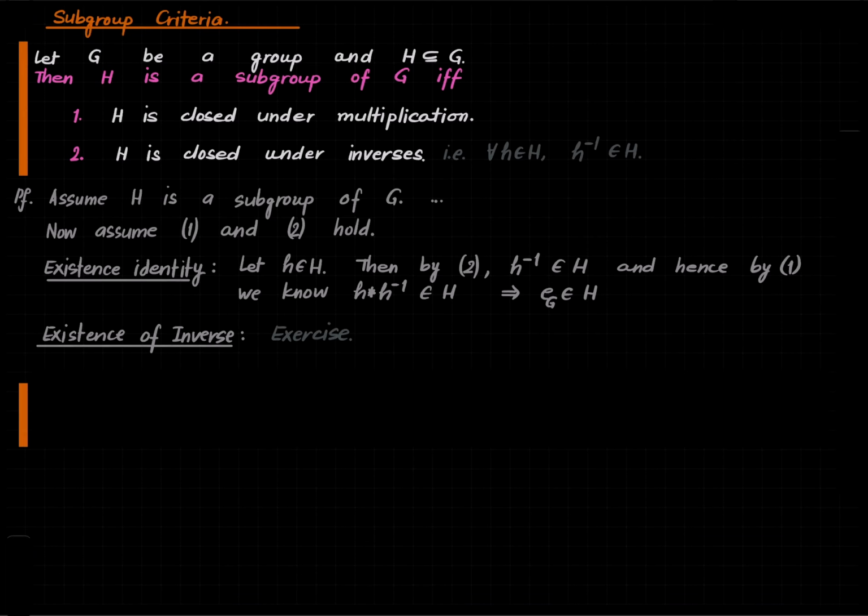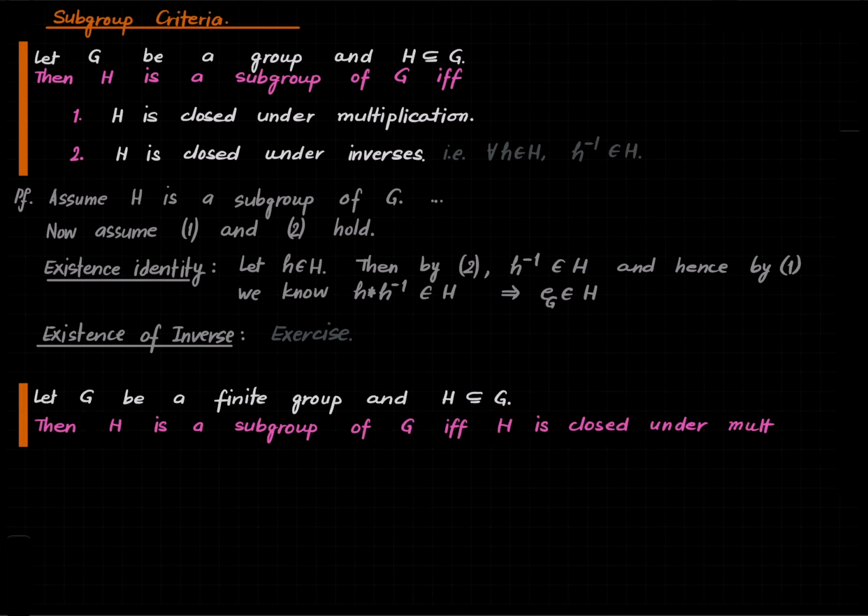Okay, let's move on. So here we are saying, suppose G is a finite group and H is a subset of G, then H is a subgroup of G if and only if H is closed under multiplication. So when G is a finite group, you do not need to check the second condition at all. It is automatically satisfied, is the statement. In fact, I don't think you need the finiteness of G, only the finiteness of H is probably what is needed. Let's see. In the course of the argument, we will see that.